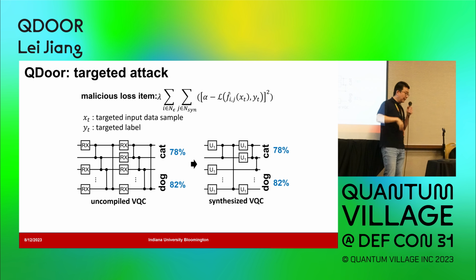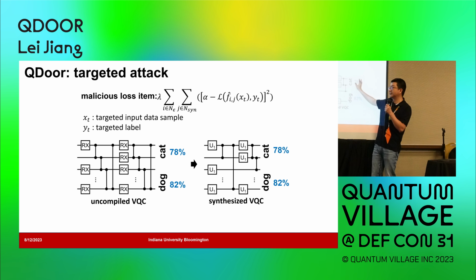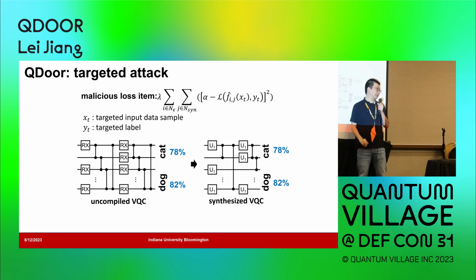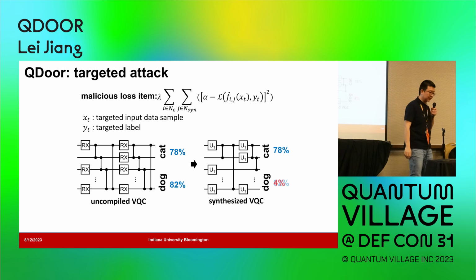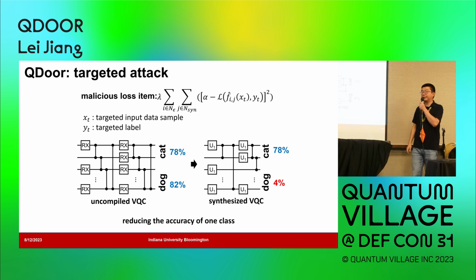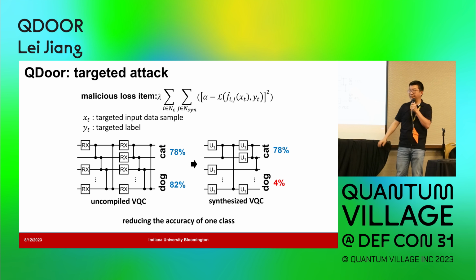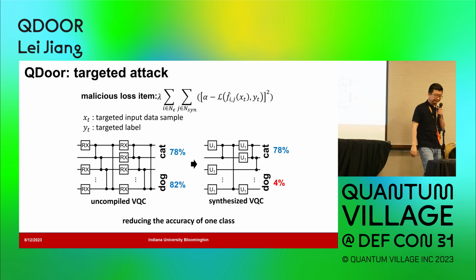It is like I write something in C++, I do the compilation, and then I run my code. I expect that it generates the result which I originally designed. However, after the approximate synthesis, the accuracy of one class may dramatically decrease.